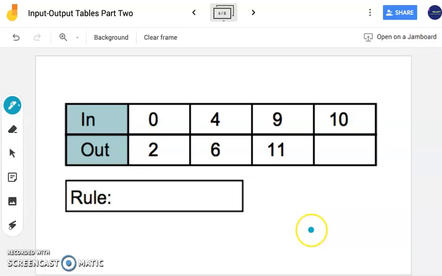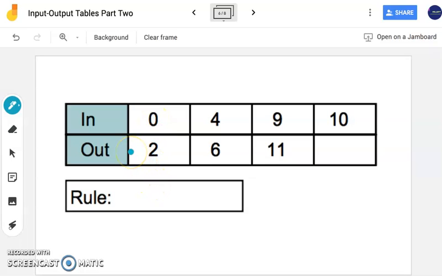In this next problem, we actually have an input-output table. We have a missing value, and we also need to figure out what the rule is. Now, once I can figure out what the rule is, it will help me identify the missing value. So if I look here, I have 0 as my input and 2 as my output.